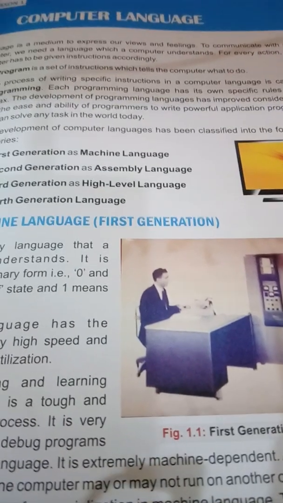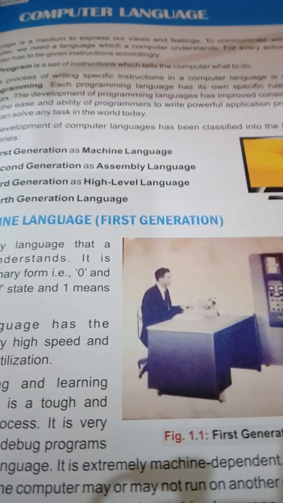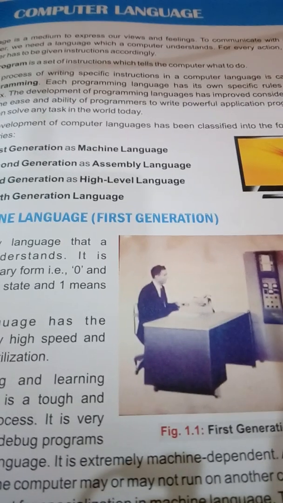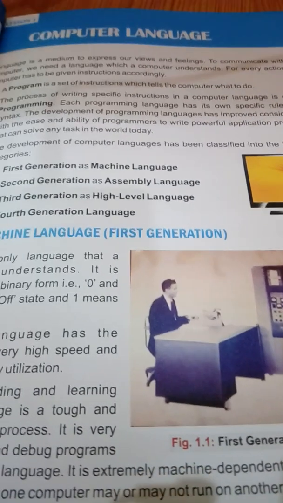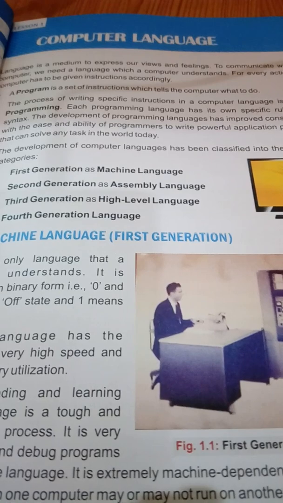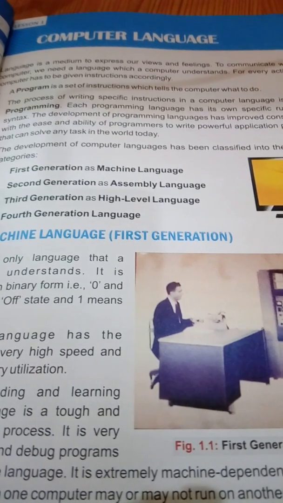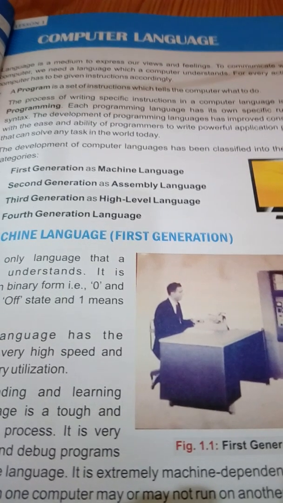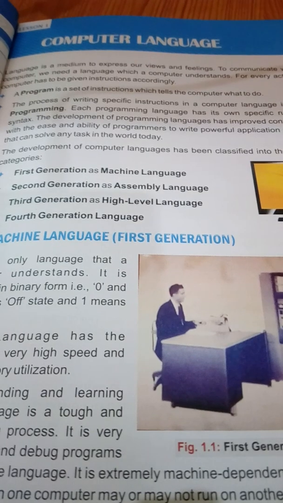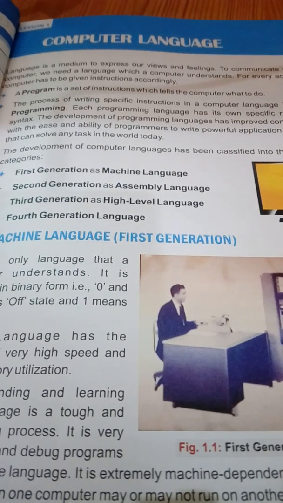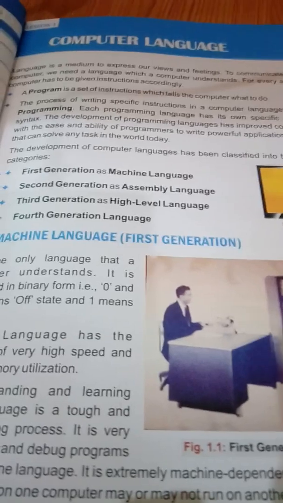Now we will talk about what is program. A program is a set of instruction which tells the computer what to do. Means we need to write a program in any of the computer language to give the instructions. Okay, and according to the instructions, computer will perform your task or work.